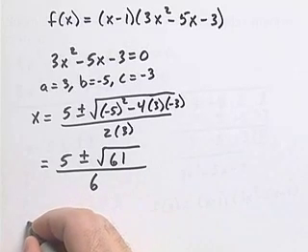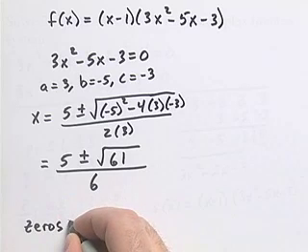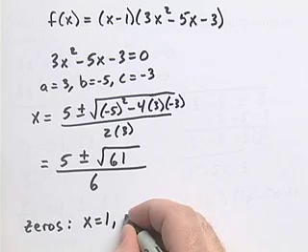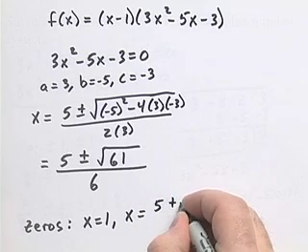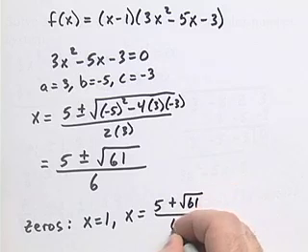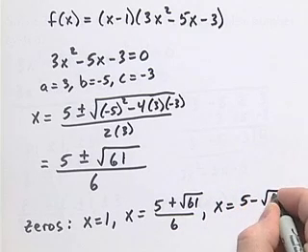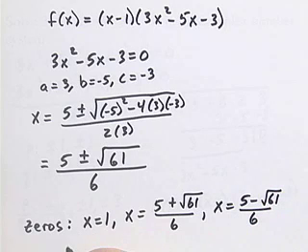So our zeros for f of x are x equal to 1, x is equal to 5 plus the square root of 61 over 6, and 5 minus the square root of 61 over 6. These are also the solutions to our original equations.